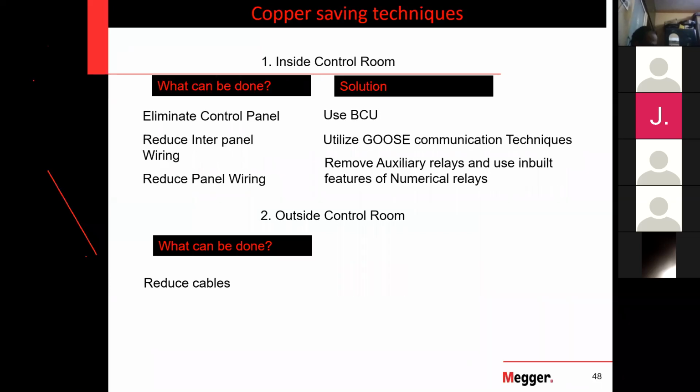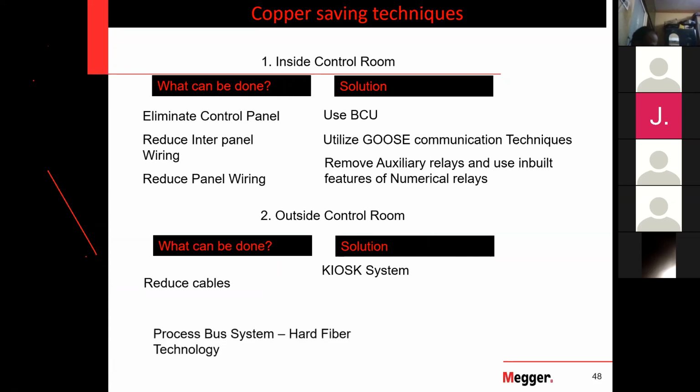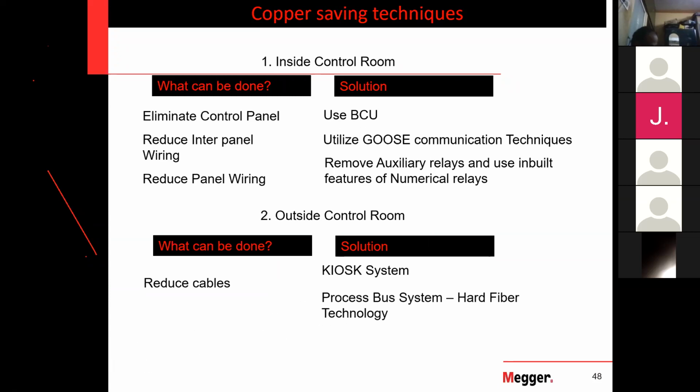We can reduce cable. Cable is in the form of copper. Kiosk system, process bus. The last line that you see here, process bus system, is called a digital substation. But before moving there, we have to understand all these lines one by one. Then only we can move to the hard fiber system. So let me start with this.